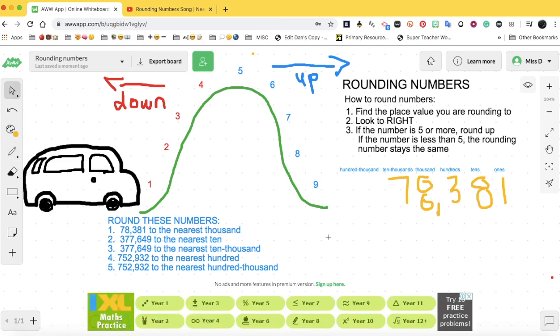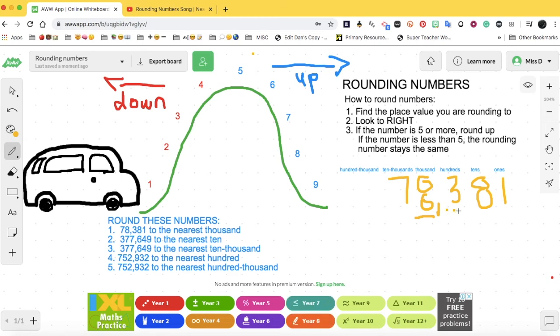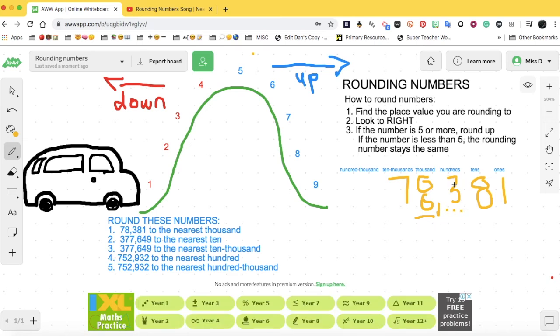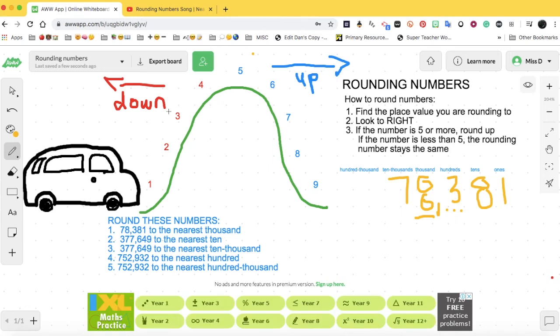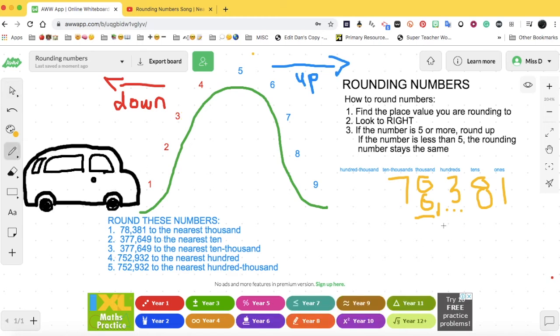So 1,000. What number's in our thousands place? It is 8. We look to the right. This number here to the right tells us if we need to round up or down. Do we need to round it up or down or keep it the same? We need to keep it the same because it is less than 5. Again, if we're imagining our car, if it was to stop here, it would roll back down again. So we keep our 8 as 8. Everything else afterwards becomes zeros because we're rounding it to the nearest 1,000, meaning that 1,000 is the last number that we have. So your answer is 78,000. Hopefully you got that one right.